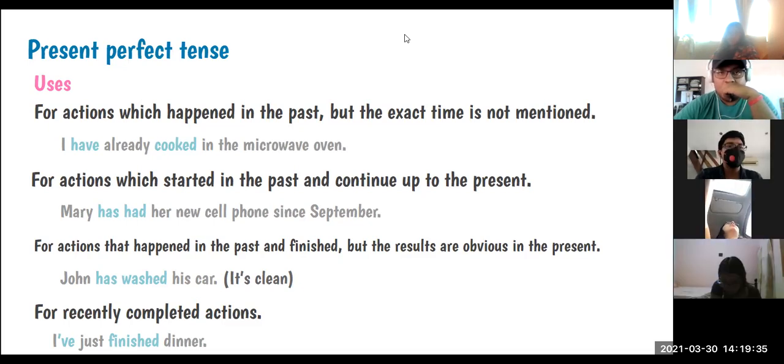Any other? Let's see. Geldy, please. I have my new computer since last year. Okay, Luciana. My father has a dog since 2013. Okay, thank you. So, this one, number 3, for actions that happened in the past and finished, but the results are obvious in the present. Do you have any examples for this one? Any ideas?